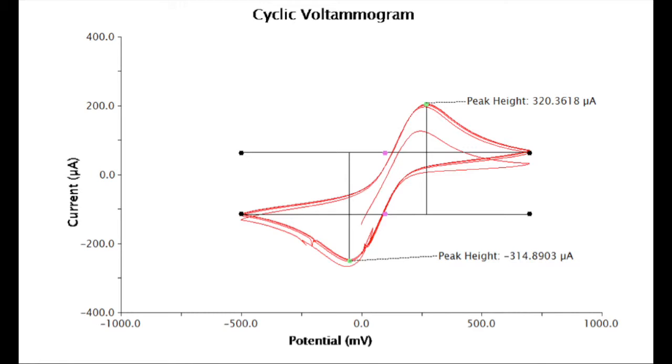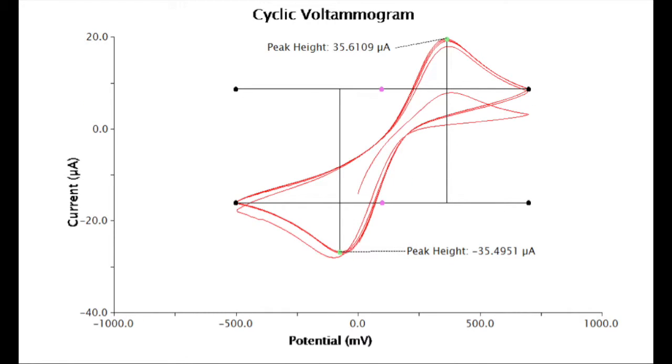Notice the graph has a peak height of approximately 320 microamps, while this CV, using a 2 mm diameter electrode, has a peak height of about 35 microamps, about 1/10 the height of the 5 mm electrode.